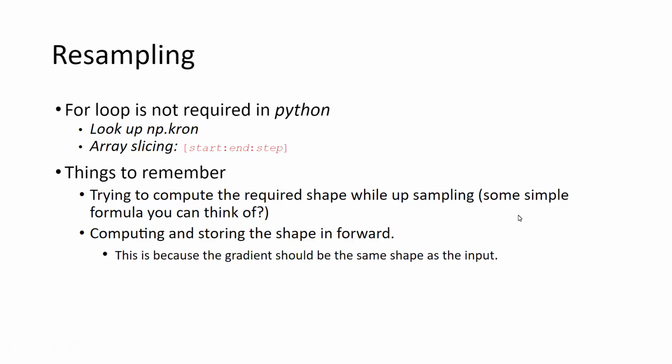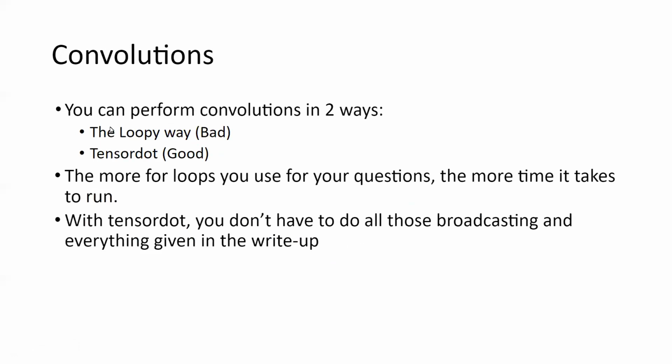I'll move on to the next part where, once you have implemented resampling, you will be implementing convolutions. Again, you can do convolutions in a loopy way where you have nested for loops, or you can do convolutions using tensor dot, which is the vectorized way. We recommend that you use tensor dot and not nested loops, because the more loops you use, the more time it takes to run the code. With tensor dot, we don't have to take care of all of the broadcasting and all of the matrix multiplications. Some information about tensor dot is given in the write-up, and we'll also cover what tensor dot is in this bootcamp.